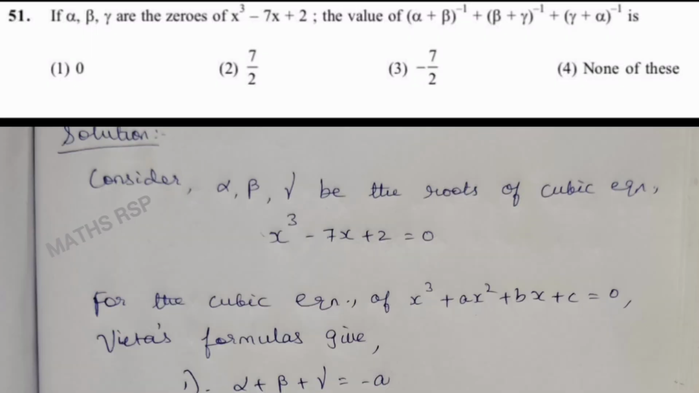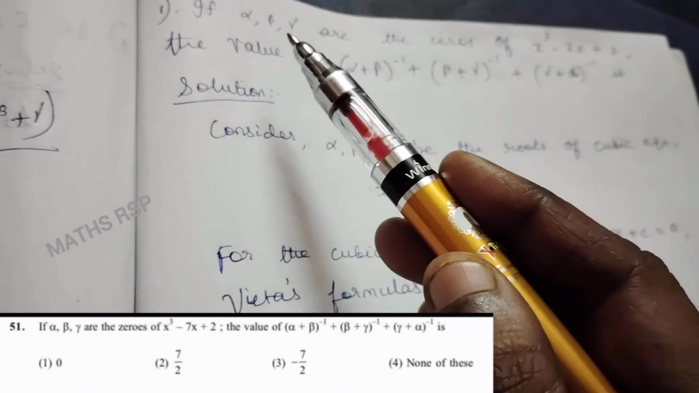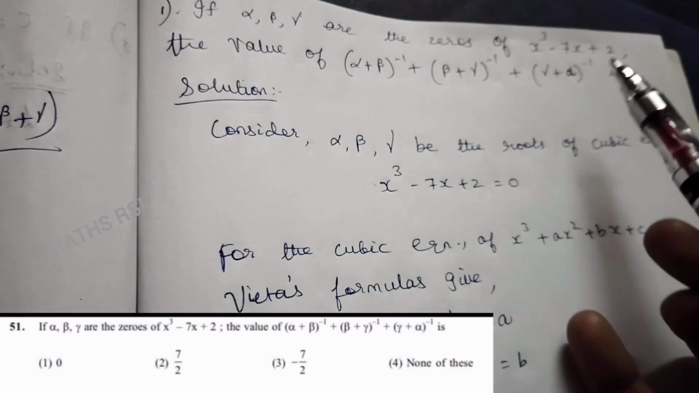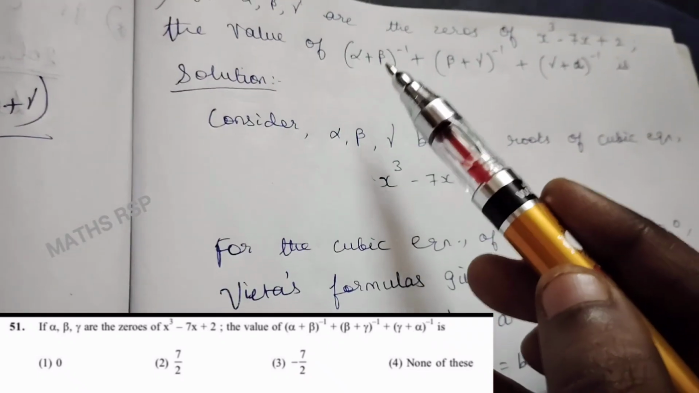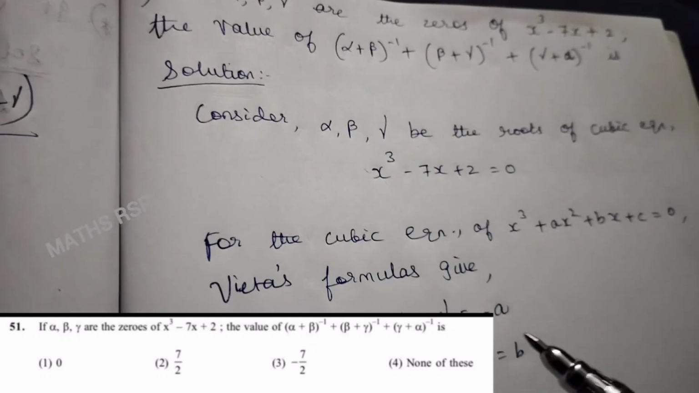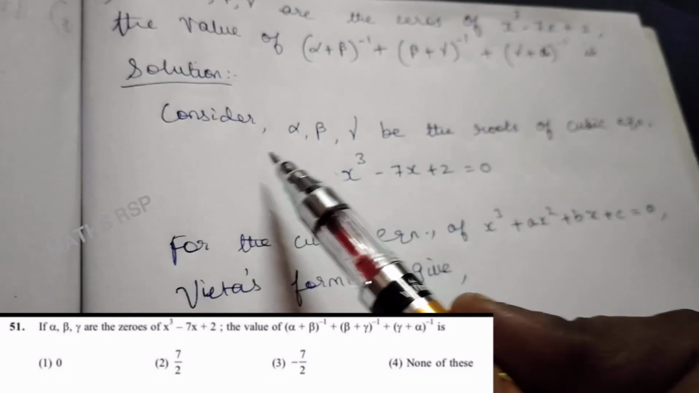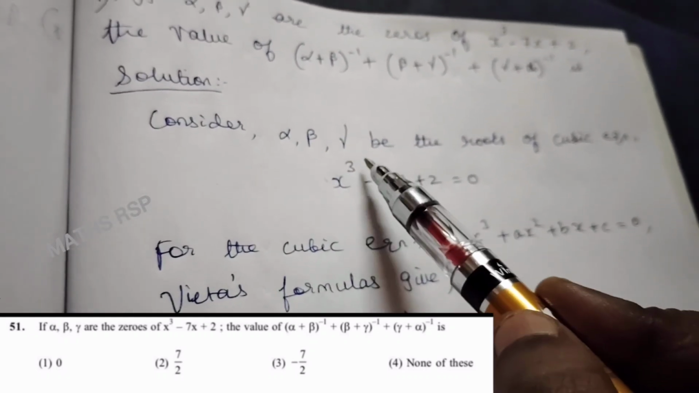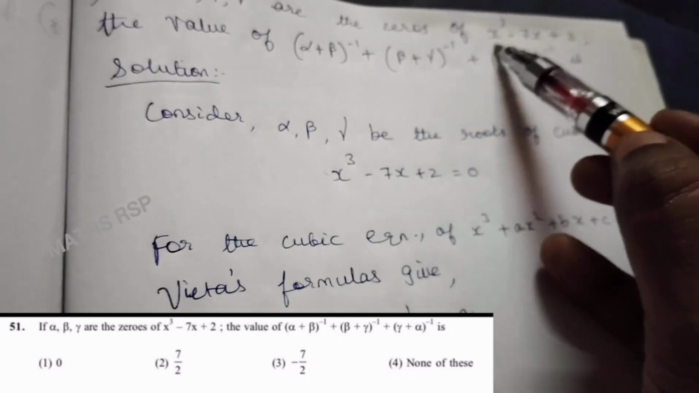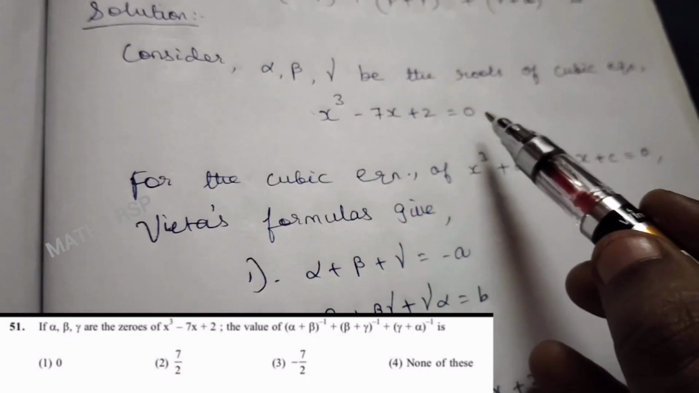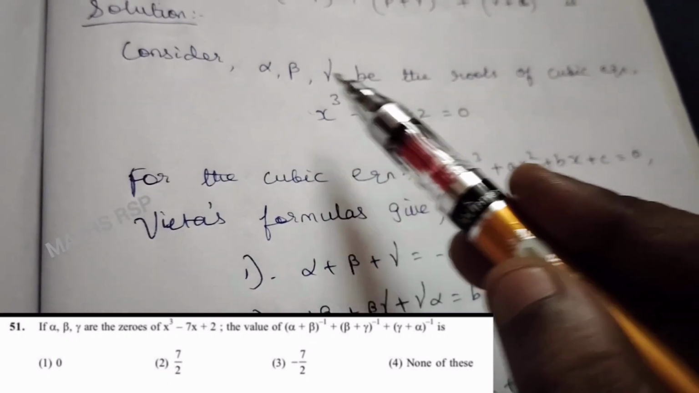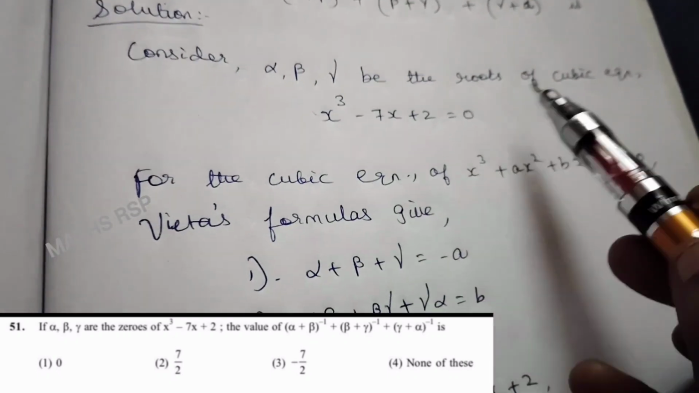Now we'll see this problem. The question is, if alpha, beta, gamma are the zeros of this expression, we need to find the value of this equation. So first we need to consider alpha, beta, gamma as the roots of the expression x cube minus 7x plus 2 equal to 0. Because if it is 0 only, we can consider alpha, beta, gamma to be the roots.